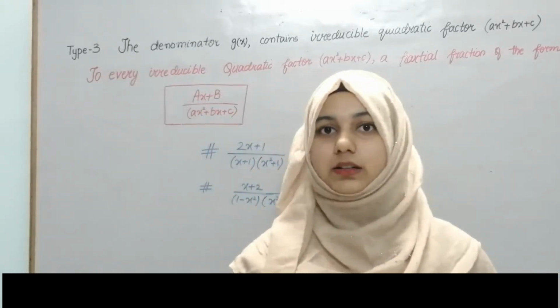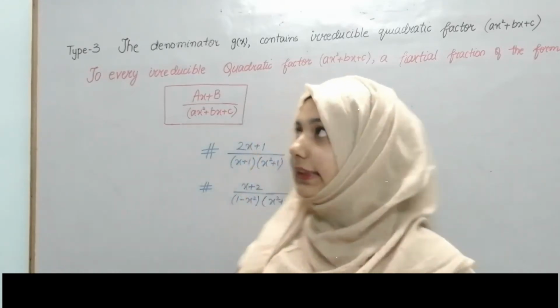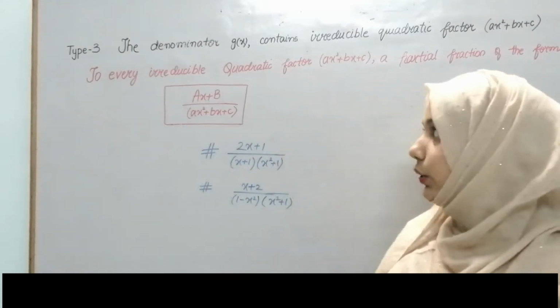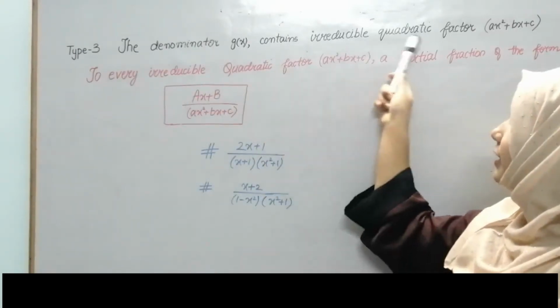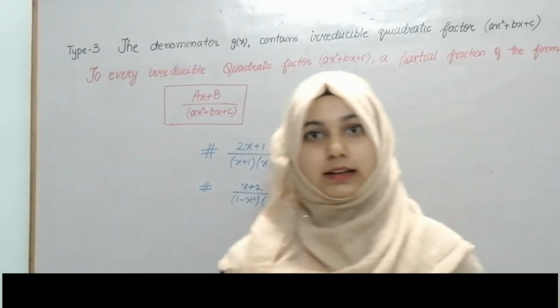In the previous video we saw type 2 partial fractions. In this one we'll be seeing type 3. Type 3 says what? The denominator g of x contains irreducible quadratic factors.